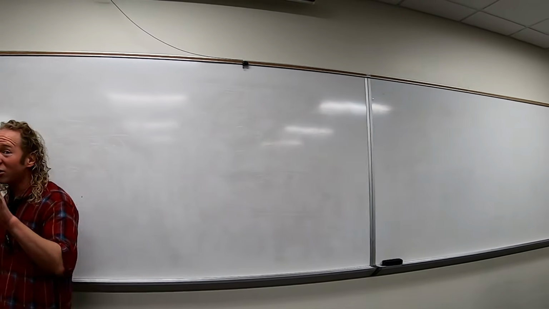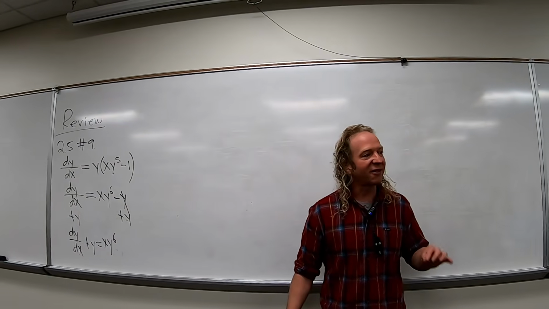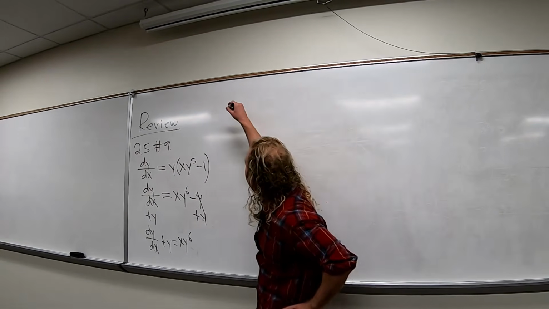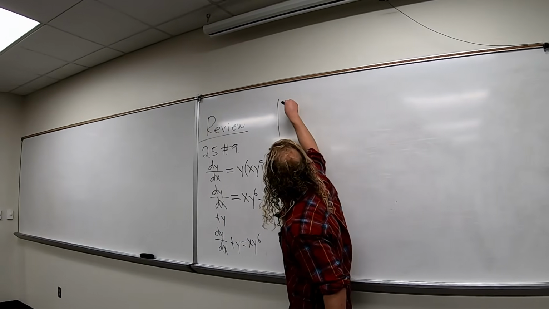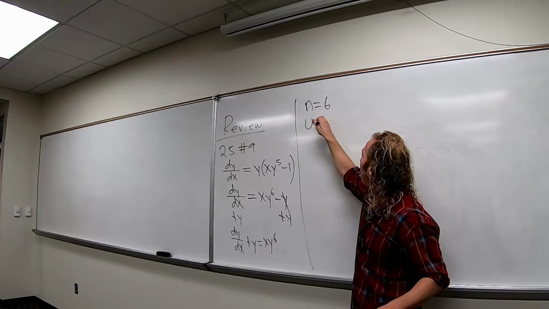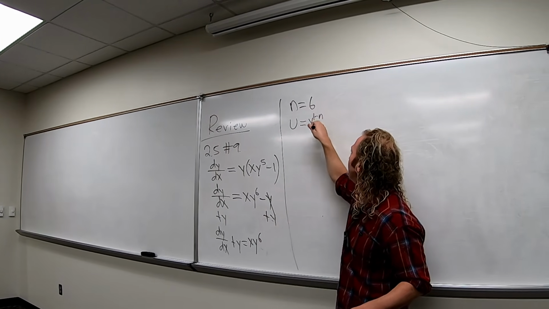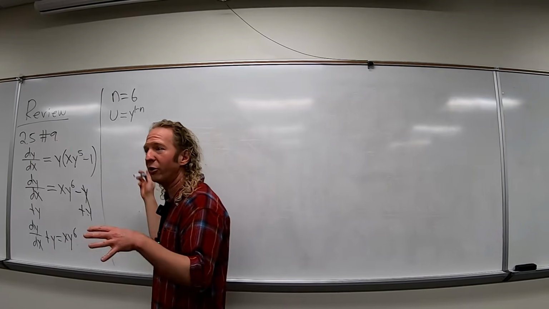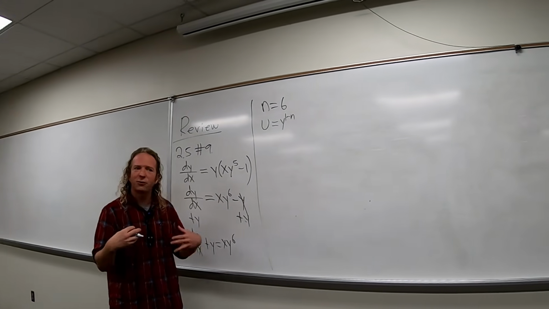So, any questions so far? Okay, so now we have to identify n. So obviously, what would n be in this case? 6. N is 6. And the formula is u equals y to the 1 minus n. That's what you want to work out next. So identify n, and then you work out u, okay? It's very procedural.